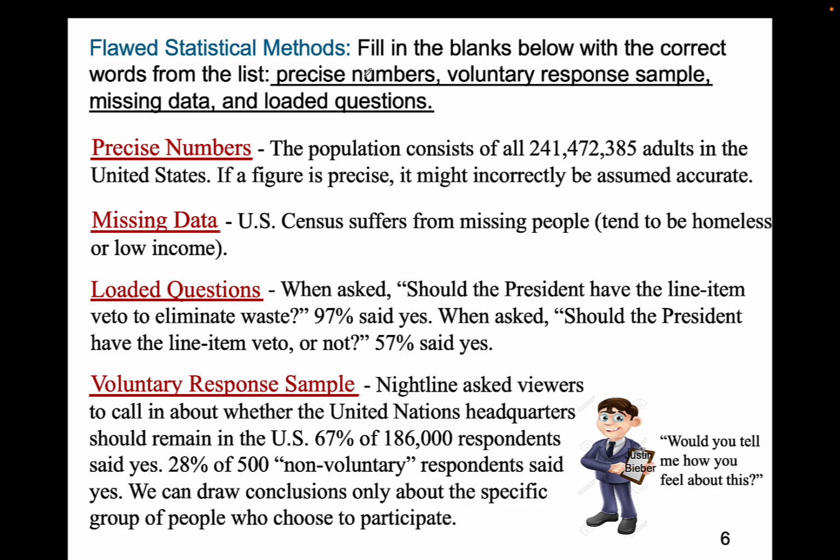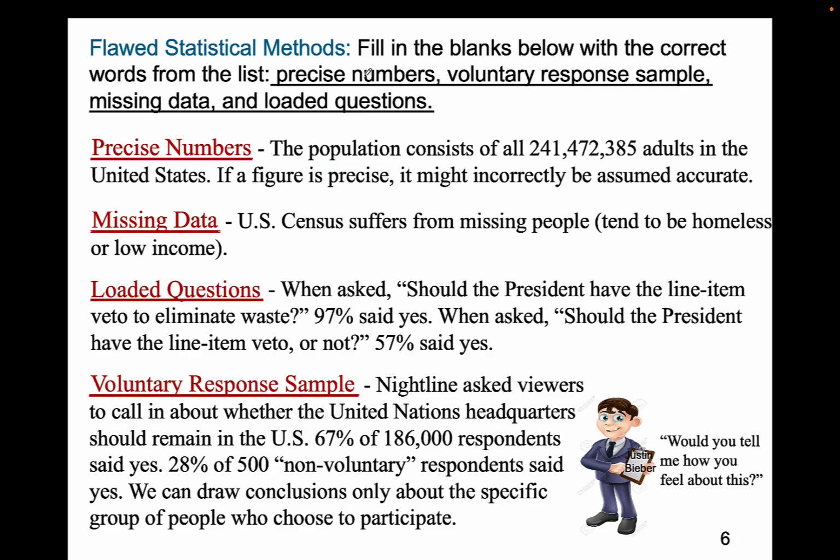If you see a voluntary response sample, that 67%, like in this example here, should only be used to make a projection about those people who called in. You should never say that then, okay, that means 67% of the entire U.S. population feels that way. Don't do that. That 67% addresses something about those who volunteered to call in only. It does not represent the full population in any way. Okay, so look out for that.